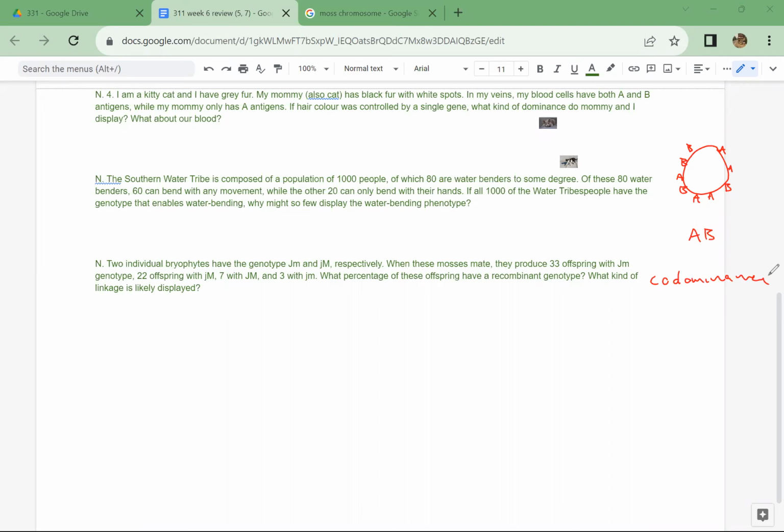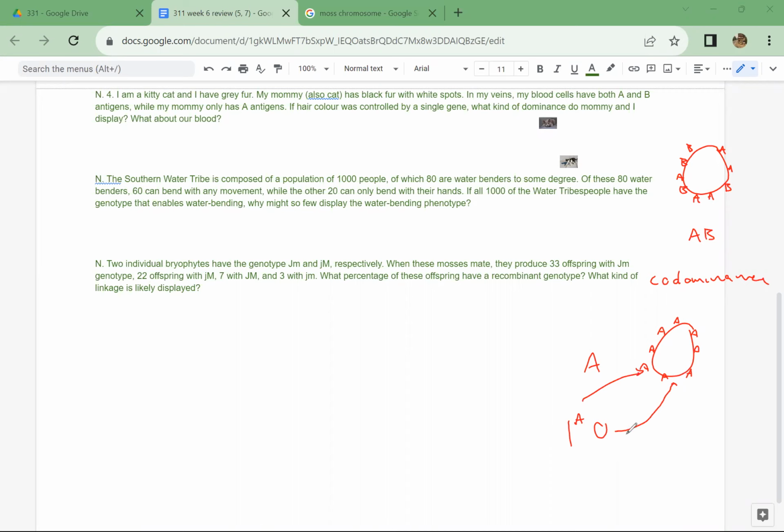But what about my mommy? She only has an A blood type. Is this still codominance? Her blood cells probably look like this with just the A antigens on the outside. Well, it is still codominance because it could be that her blood type is like this, where she has one allele that produces the A antigens on her blood, but she could also have this O allele, this non-allele that produces no antigens on her blood, like in this section right here.